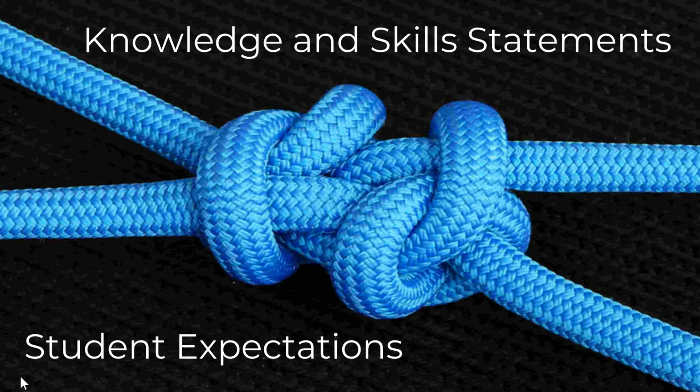When knowledge and skill statements have student expectations that follow, they're bound and married together. Meaning that when we refer to a student expectation, we wouldn't just say E, we'd say 4E, or 13B, or 1C. The numbers and letters can't be separated, otherwise they lose their meaning.